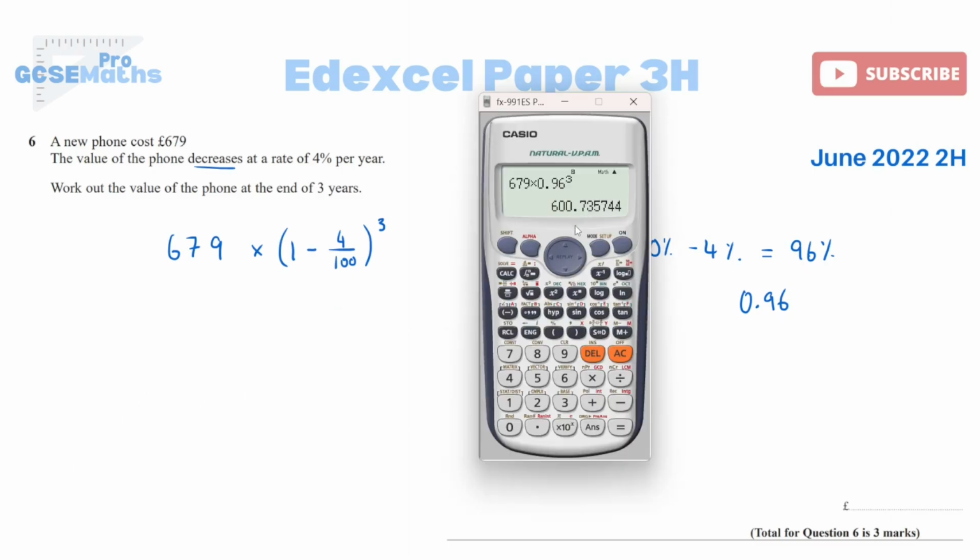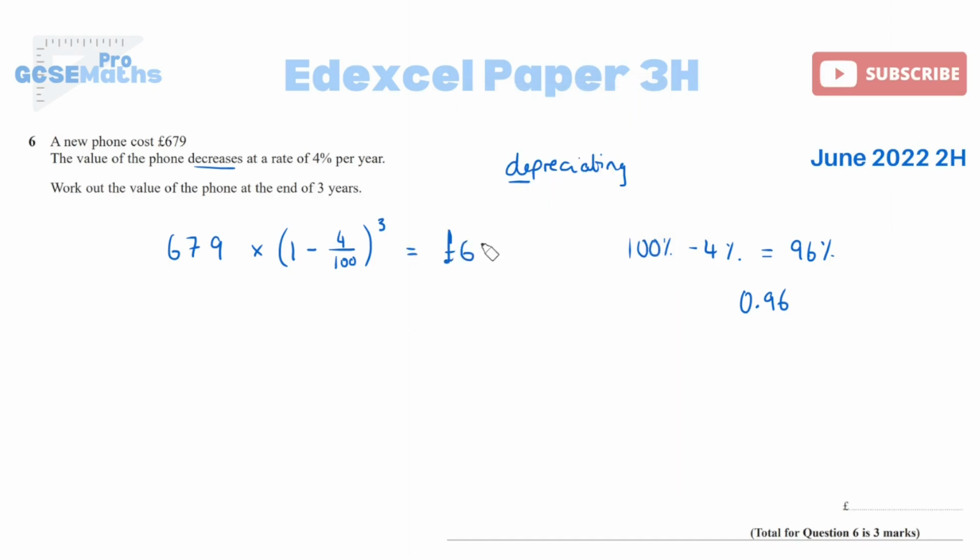And as you can see, my answer should obviously be less. It's decreased over the years. It's now £600.74p. I normally just do 2 decimal places when it hasn't told me how to round it, because obviously in the context of money, that would make sense. So £600.74p.